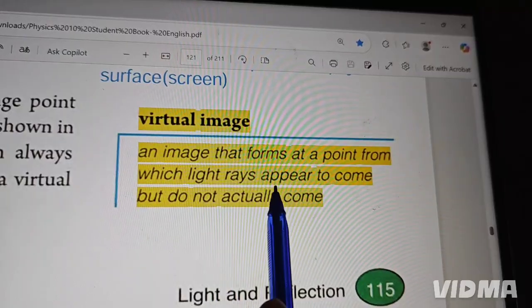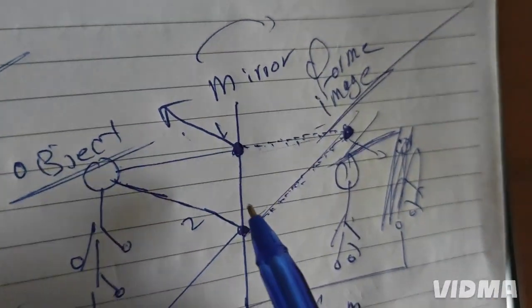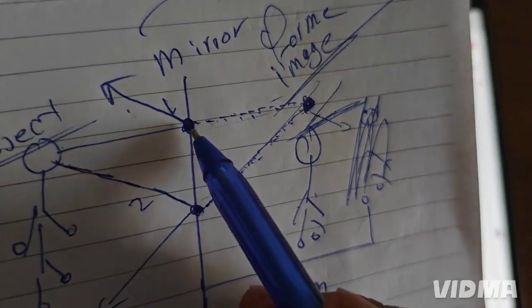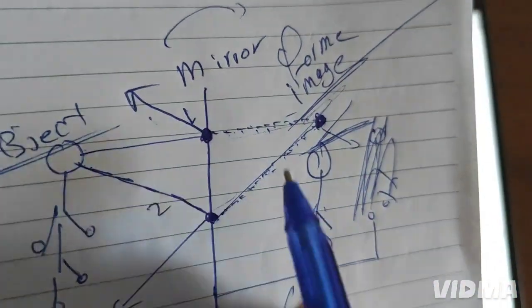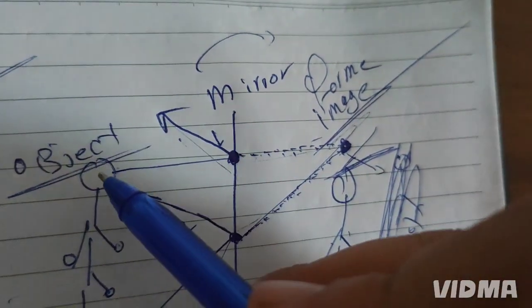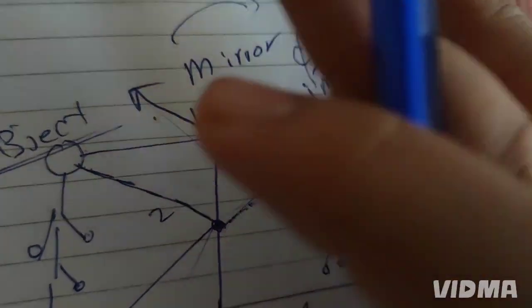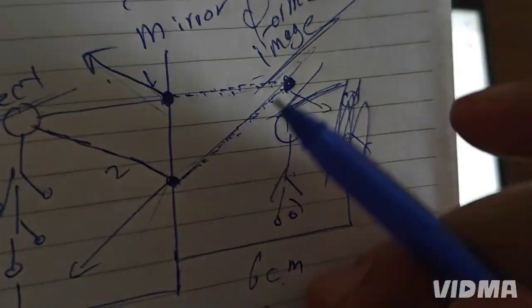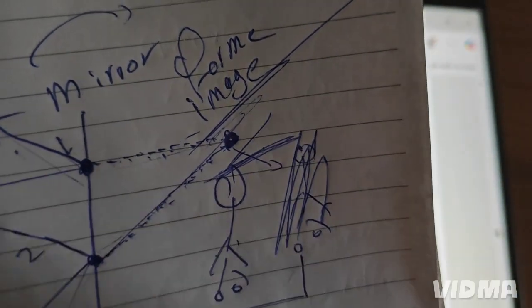Which light rays appear to come, but do not actually come. The definition says that we think there is light passing to this point, that's why we have an image. Actually, no, there is no light passing behind the mirror because all of it is reflecting. Look, when the light comes out from this sword, it hits this surface, and after that it is reflected. There is no light behind the mirror.